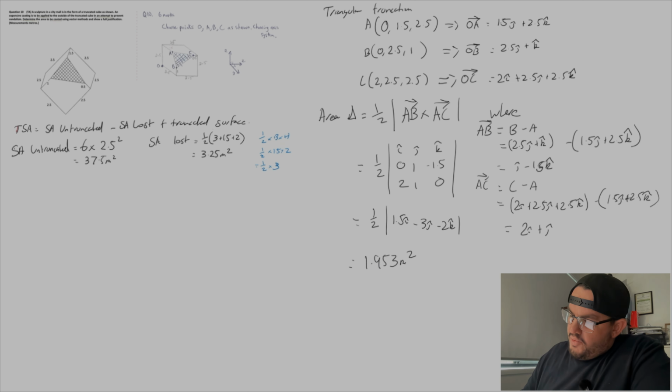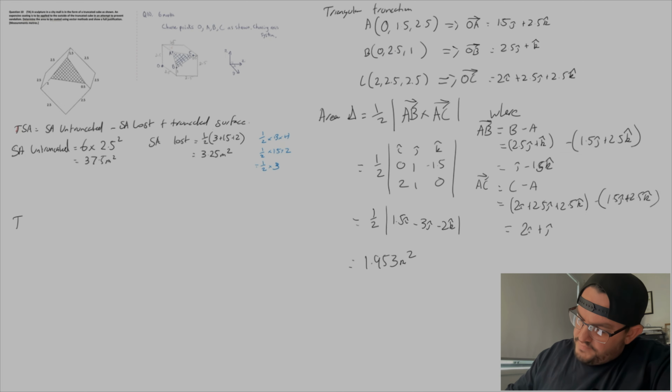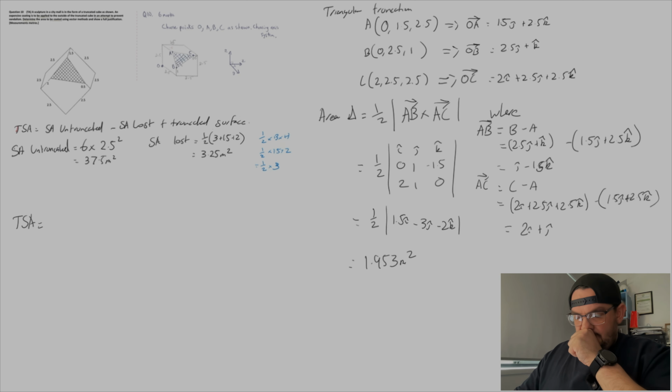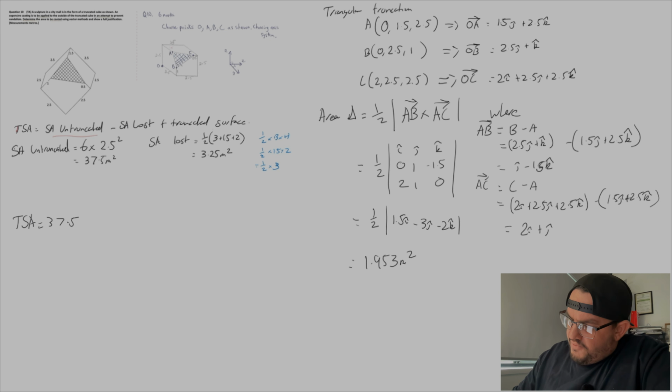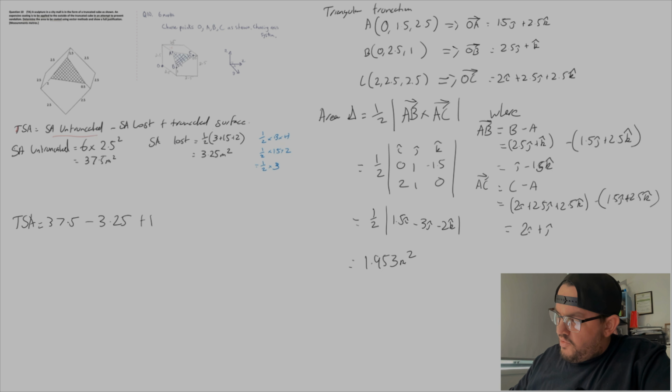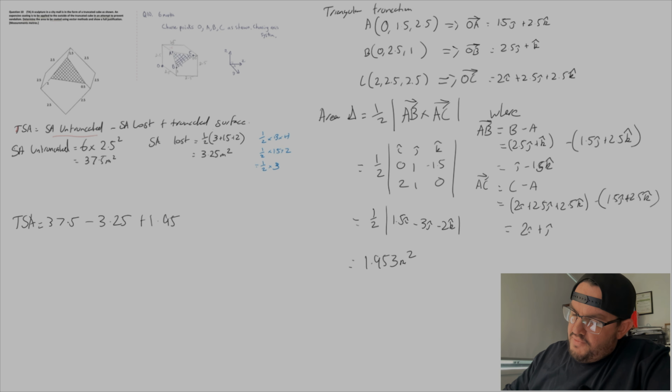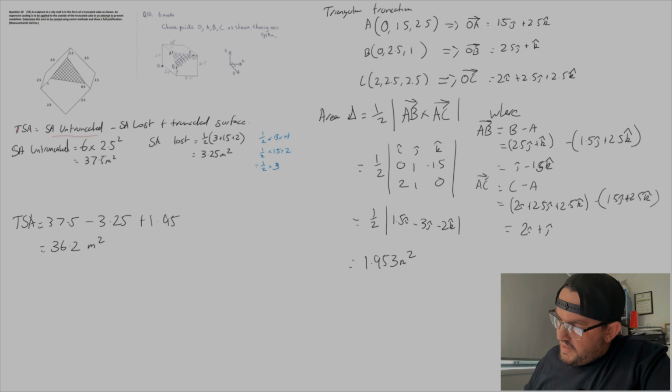Cool. So we're at a good spot because we can now figure out the total surface area. So total surface area is going to be equal to, pardon me, this part up here, which is going to be 37.5 minus the area loss, which is 3.25, plus the truncated area, which is 1.95. We're just going to go 2 decimal places because that's fine. And then you are going to have an answer of 36.2 square meters. Let me zoom out so I make sure we're all good and we're all in the same spot. That's very good. Okay, so you can have a look at that now.